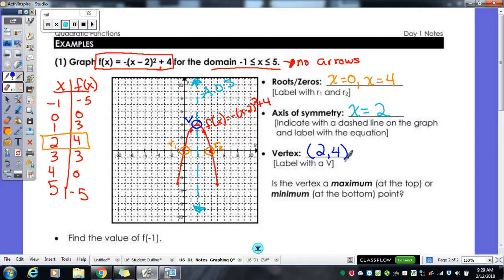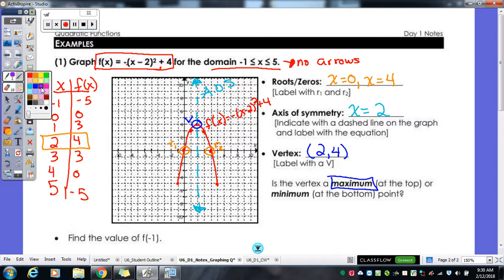Now the other thing they'll ask you sometimes is whether your vertex is a maximum or a minimum value. In this case, it would be a maximum because it's the highest point on your graph. There's nothing that's going to be higher. Our last graph, that first one we drew on the front, would have been a minimum because it's the lowest point. Nothing's going to be lower than it.